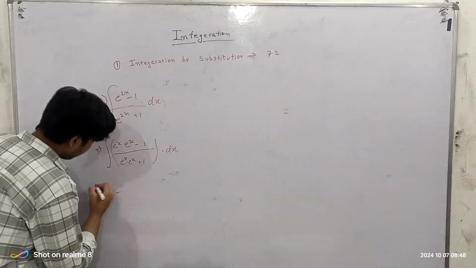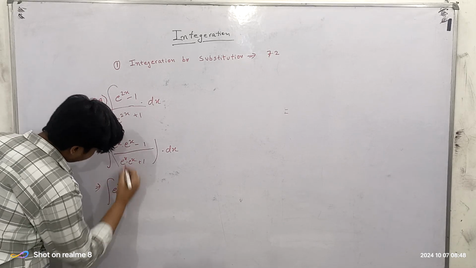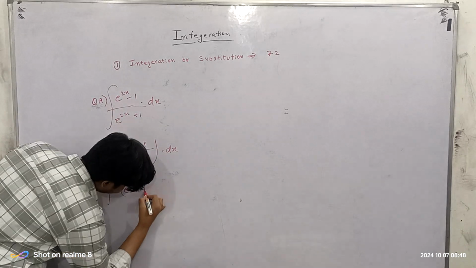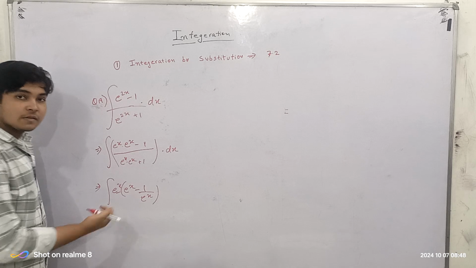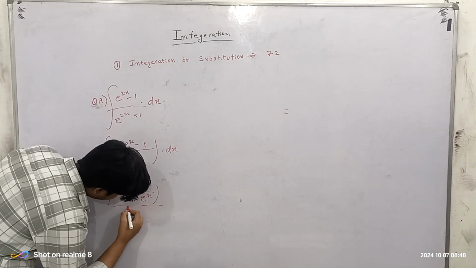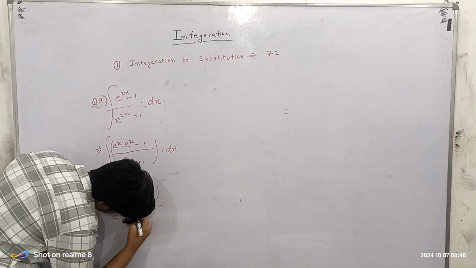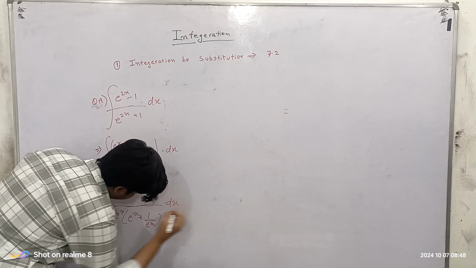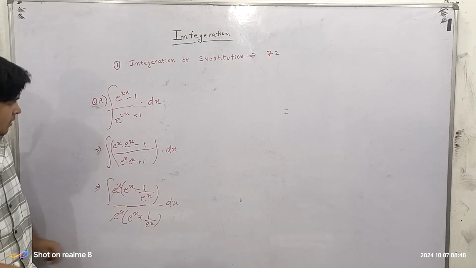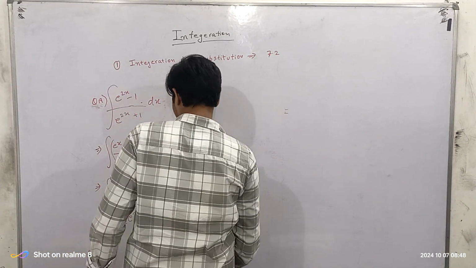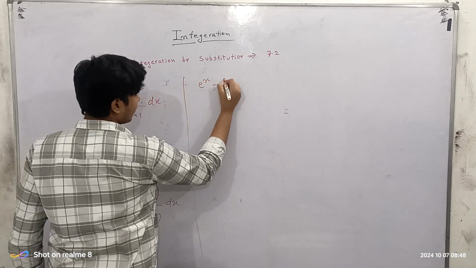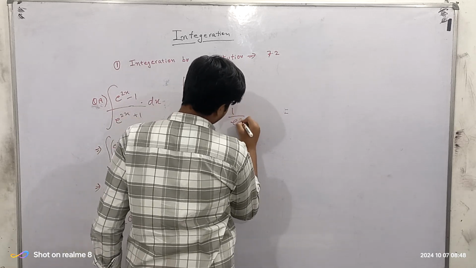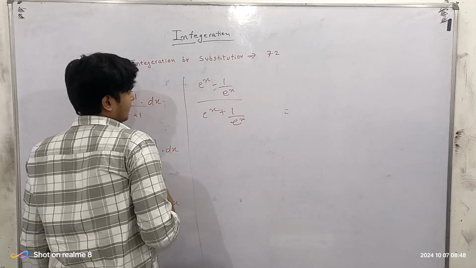So here now we can take e to the power x common. So here it will be e to the power x into (1 minus 1 by e to the power x). If we take e to the power x common, we can write it in this form, like this in the denominator also. Here it will be plus 1 by e to the power x into dx. e to the power x cancels. Now the question has come in this form: e to the power x minus 1 by e to the power x, by e to the power x plus 1 by e to the power x.